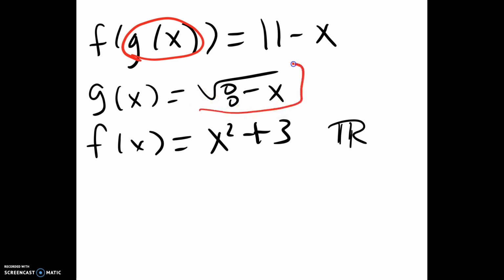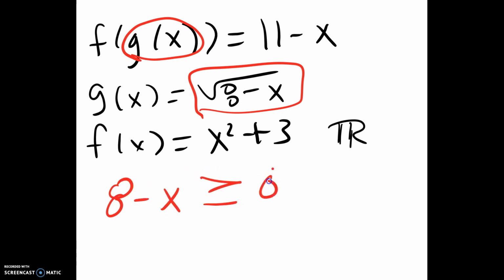G is a radical, and we know that we're only discussing real numbers up to this point in the course. So we have a special case because we have a radical. What's underneath the radical sign has to remain positive. So that's going to determine our restrictions. We want 8 minus x to be positive, so it needs to be bigger than or equal to 0. We're going to solve this inequality.